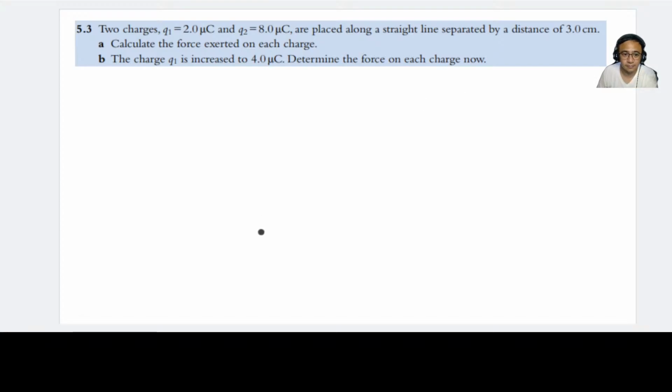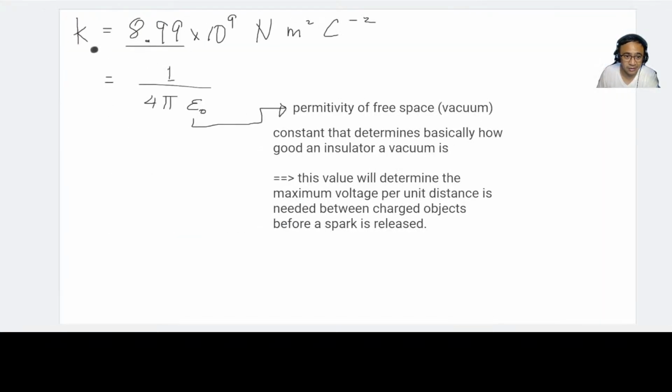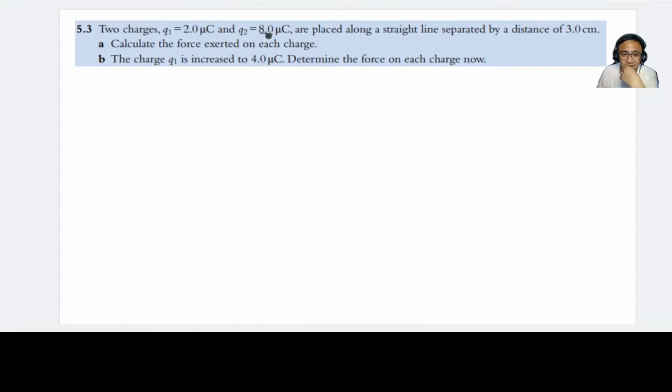So 8.99 times 8, and is it just times 8, not times 8 to the negative 9 or anything? Just times 8? That's times 10 raised to 9. 8.99. Again, let's write that here. K is 8.99 times 10 to the 9. But what about the other 8? Oh, this one? Yeah, you just put it in there. This is your Q1 and Q2. However, you're in microcoulombs, not coulombs.